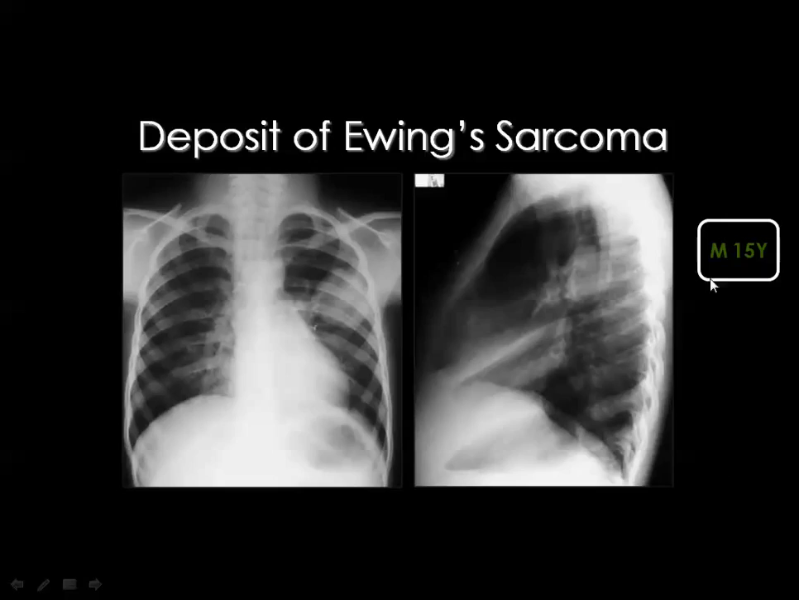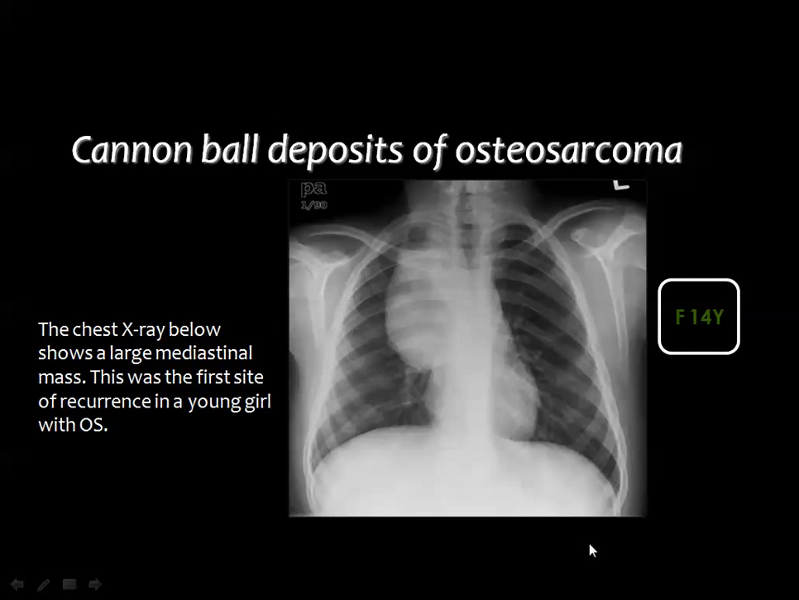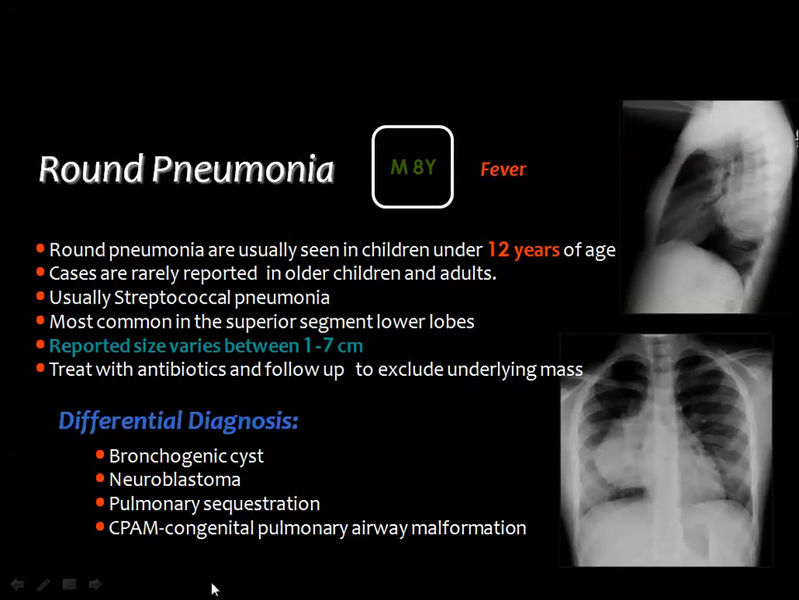And in this male child with a known Ewing sarcoma, there is a mass in the left lung, and you should diagnose this mass as metastasis if you know that the patient had a primary malignancy. And this is also a case of osteosarcoma with a big metastatic deposit in the right lung. And metastases which are sizable are called cannonball metastatic deposits.